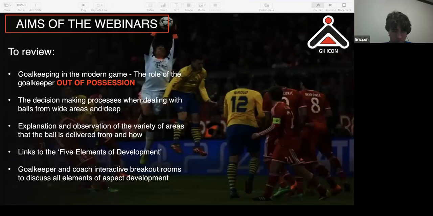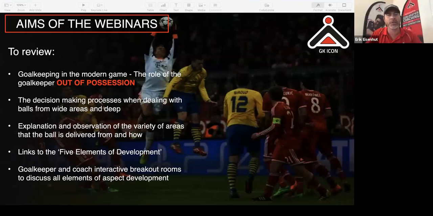The aims of today, this should be similar to you guys. You all should have seen this already in regard to the role of the goalkeeper out of possession, the decision-making process. We're going to have a deep dive into the decision-making process. We touched on it last week. We're going to get really deep there today.